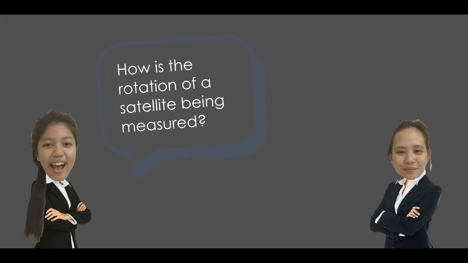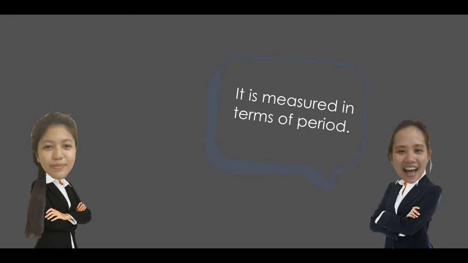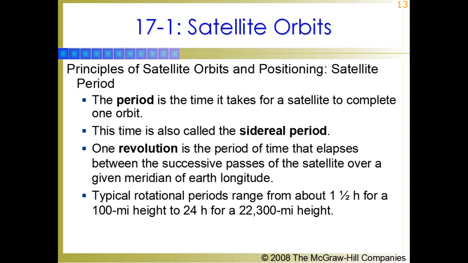How is the rotation of a satellite being measured? It is measured in terms of period. The period is the time it takes for a satellite to complete one orbit. It is also called the sidereal period. Another method of expressing the time for one orbit is the revolution or synodic period. One revolution is the period of time that elapses between the successive passes of the satellite over a given meridian of Earth longitude.